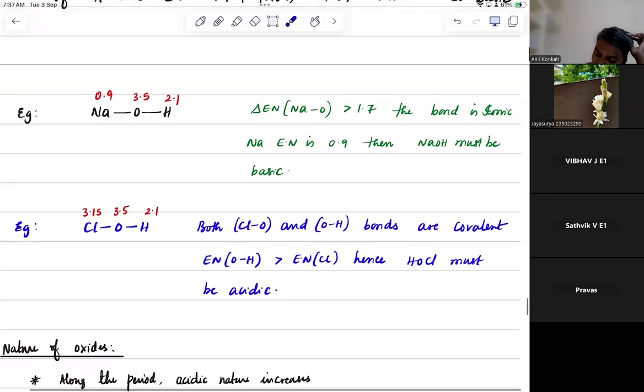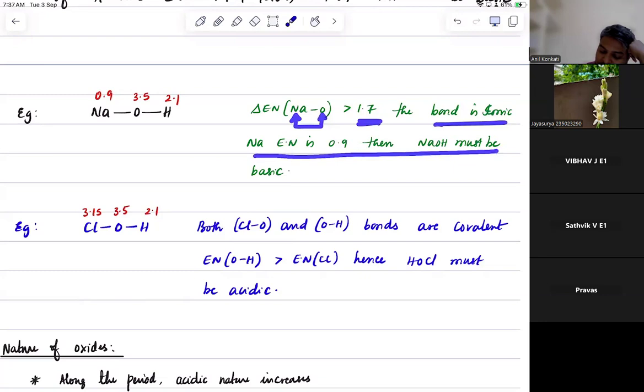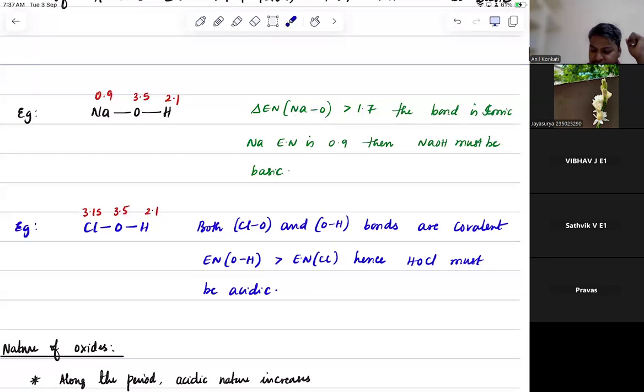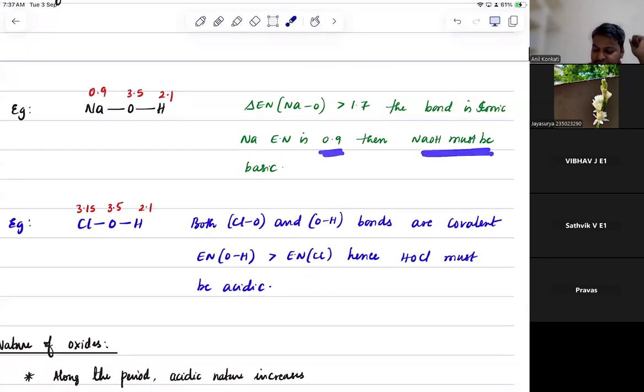In NaOH, the electronegativity difference between Na and O, if it surpasses 1.7, the bond is ionic. The difference for sodium is only 0.9 and oxygen is 3.5, so the difference is sufficiently high, which makes it basic. In ClOH, the difference between chlorine and oxygen is less, but between oxygen and hydrogen it is quite more. Therefore, bond breaking can take place here. Clear?